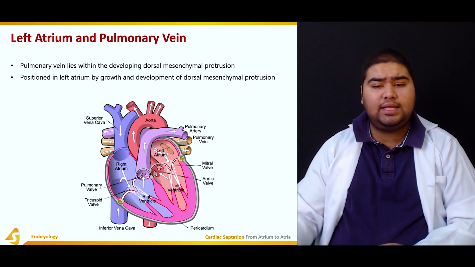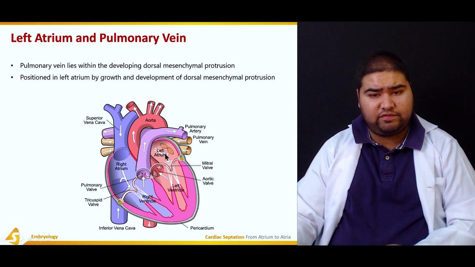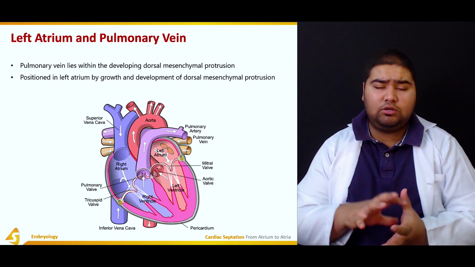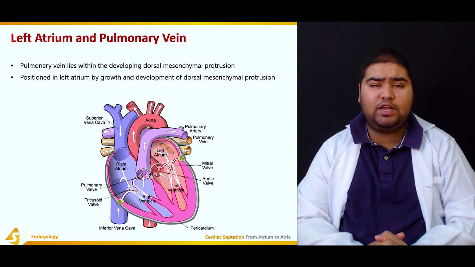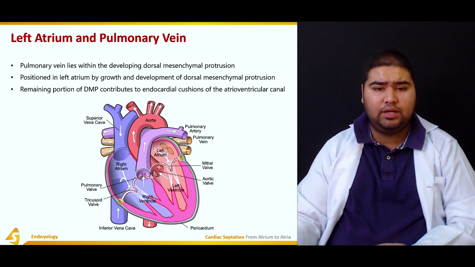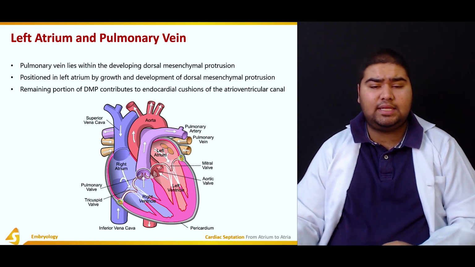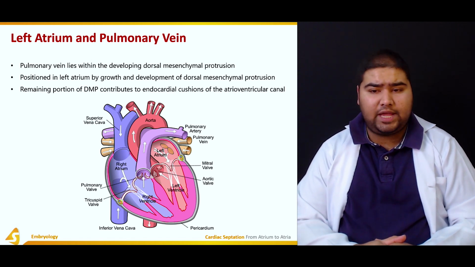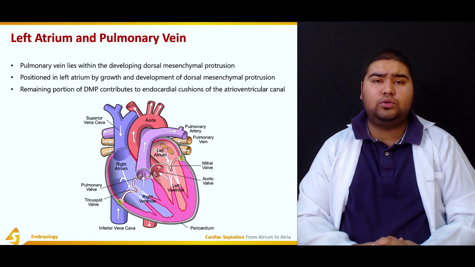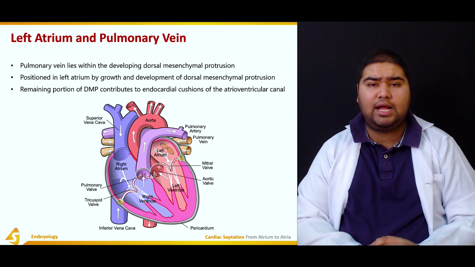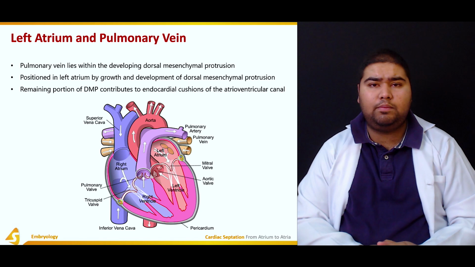So it is positioned in the left atrium by growth and development of the dorsal mesenchymal protrusion. So the dorsal mesenchymal protrusions grow and develop in such a way that they are positioned within the left atrium. The remaining portion of the dorsal mesenchymal protrusion contributes to the endocardial cushion of the atrioventricular canal. So there's a contribution to the endocardial cushion of the AV canal by the remaining portion of the dorsal mesenchymal protrusions.